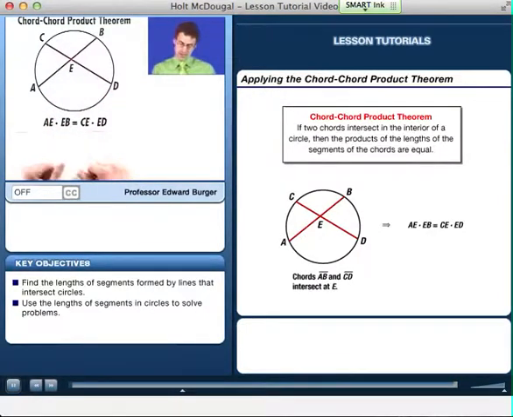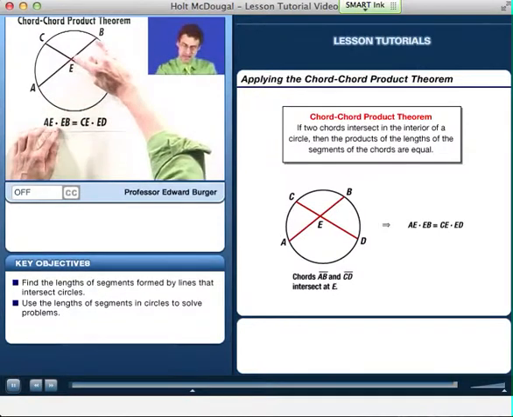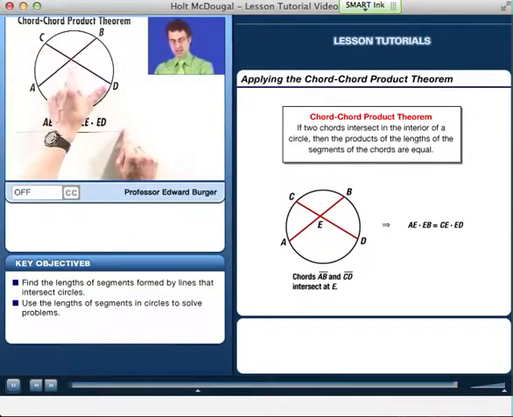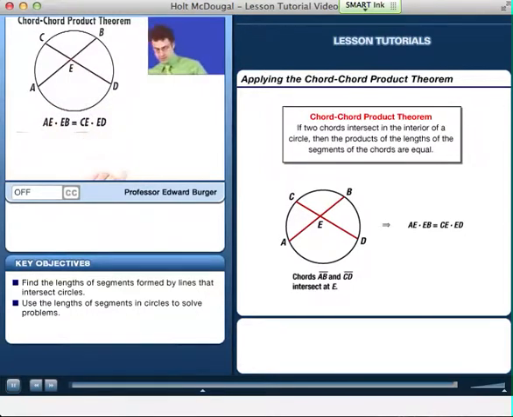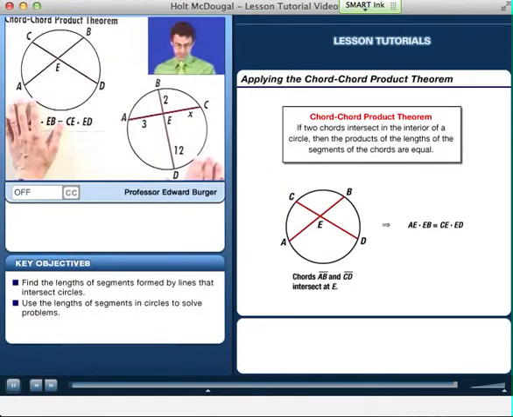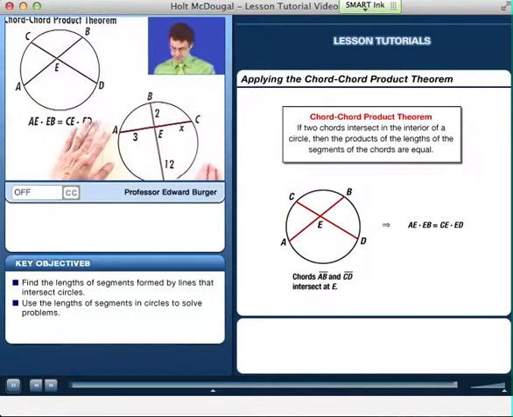So basically, visually, if you have two chords that cross inside the circle, this length times that length will equal this length times that length. Again, a beautiful property due to the beauty of the symmetry of the circle.